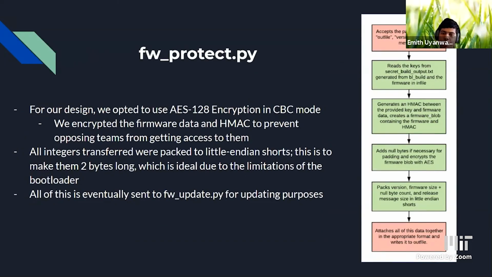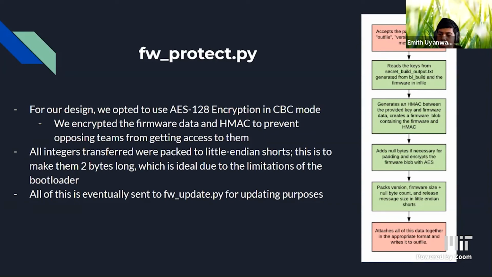All right, so our next file is FW protect. This is doing a bunch of things. The function first accepts four parameters: in file, out file, version, and release message. The in file is the unencrypted firmware data, the out file is where FW protect writes to, version is the version number, and release message is the release message. It first reads its keys from secret build output generated by BL build and the firmware from the in file. It then generates an HMAC between the provided key and the firmware data. It creates a firmware blob variable, which consists of the firmware and the HMACs appended next to each other. I'll elaborate more on why we use HMAC later on.